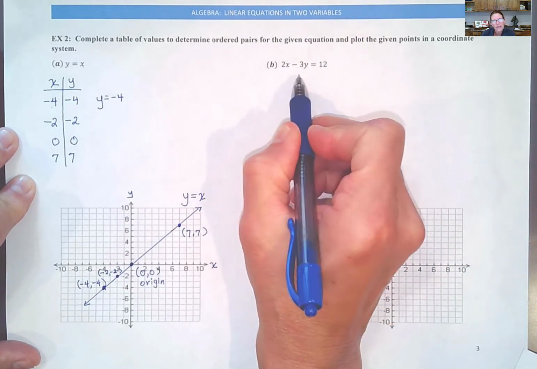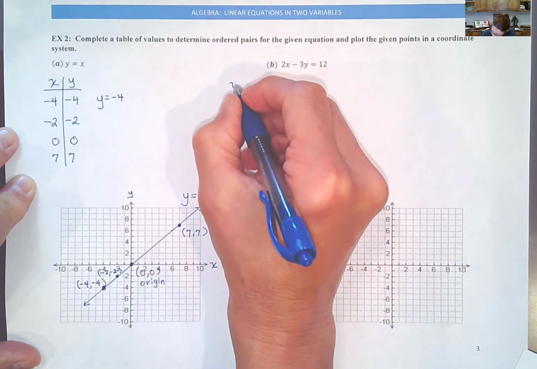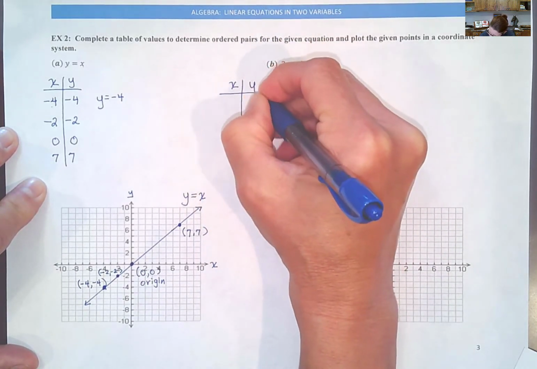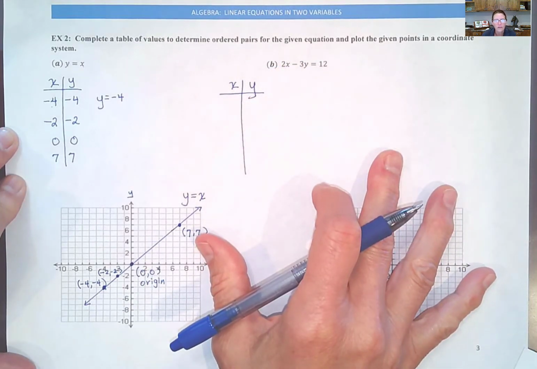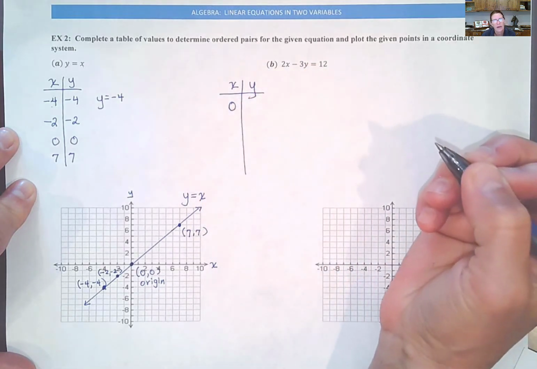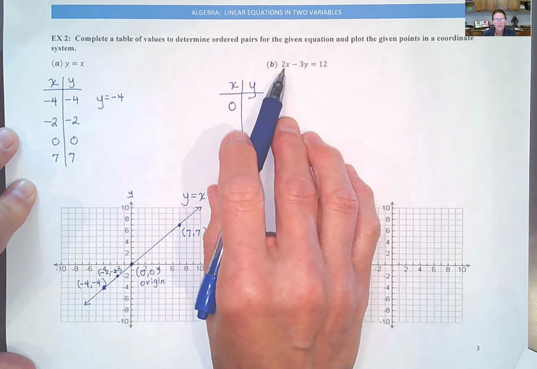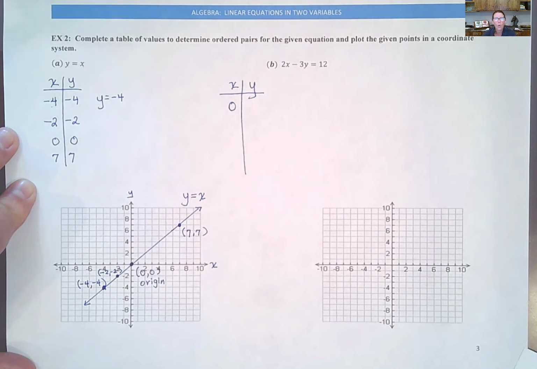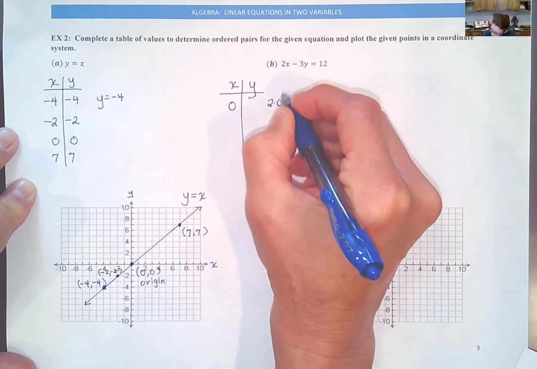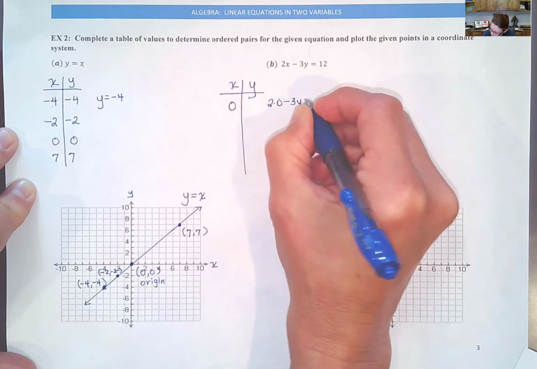Well, let's look at part B. 2x minus 3y equals 12. And again, we're going to create a t-table of values. Now, this one's a little bit more difficult. We're actually going to have to do some work, but I like to work with zeros when possible. In this equation, just choose any value for x or any value for y. It doesn't matter, but choose some values that are going to show up on our grid that we have shown here.